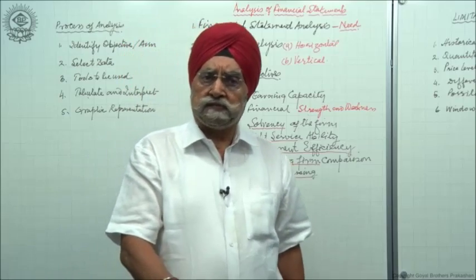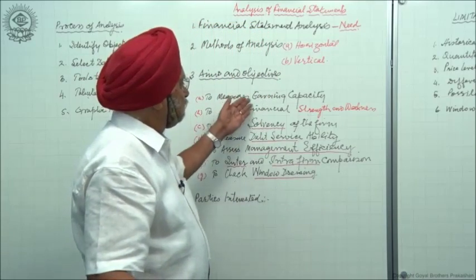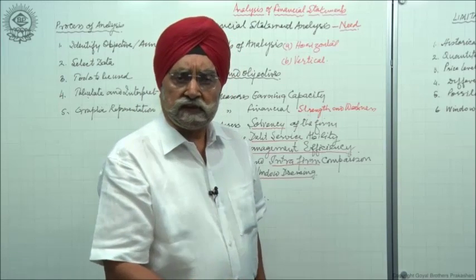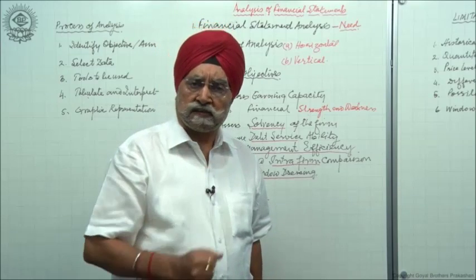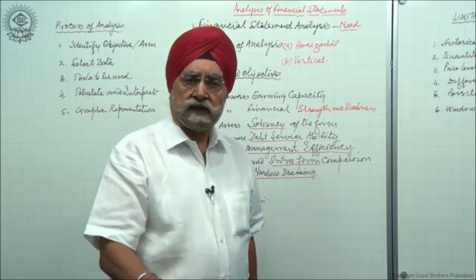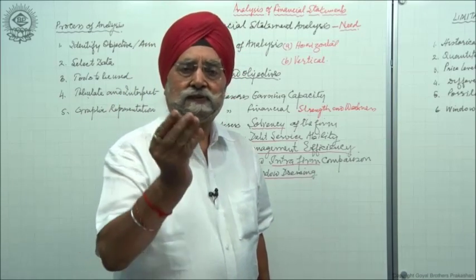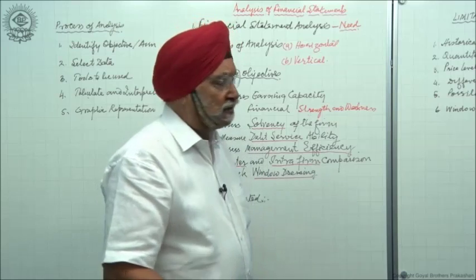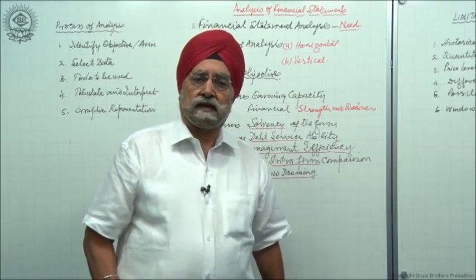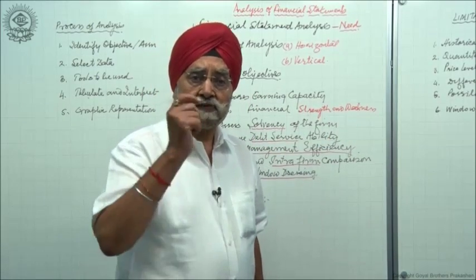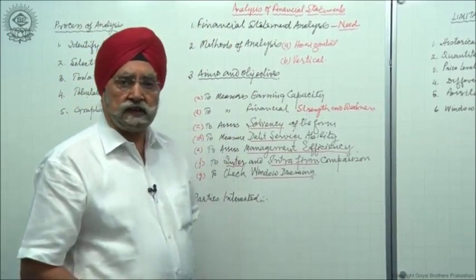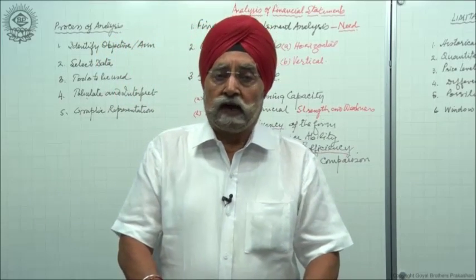If the capacity is not fully utilized, that means it will affect the earning capacity of the company. Let the company go in for full capacity utilization, that will increase its production. What will happen when the production goes up? Sale will go up. What will happen when the sale goes up? Profit will go up, my dear students. So this analysis will help to measure the actual earning capacity, whether it is full capacity or not. And the second point is to measure financial strength and weakness.